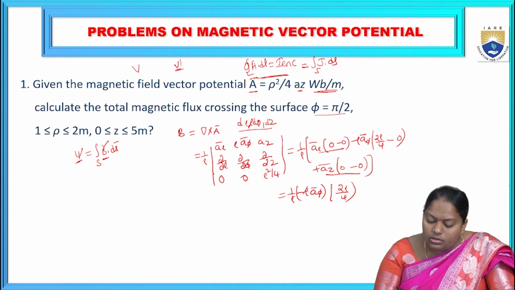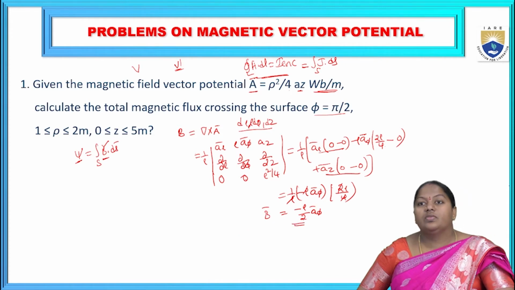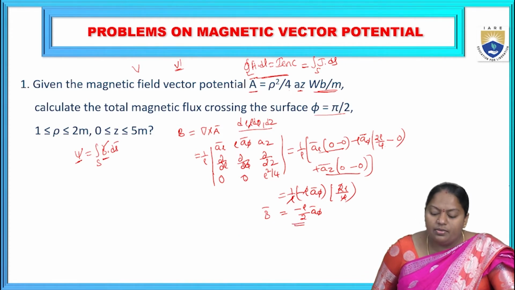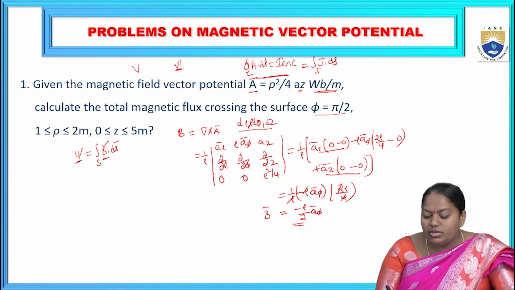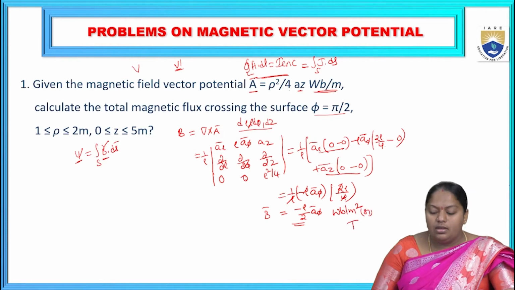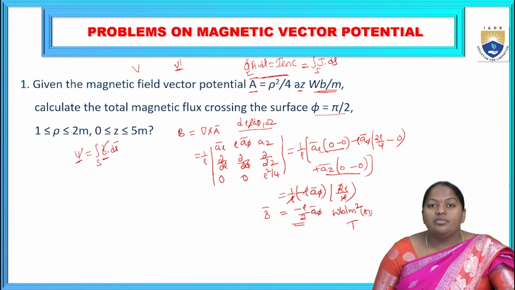So, this row and this row get cancelled. Minus 2 gets cancelled. Minus rho by 2 into a phi is obtained as the value of B. And this B can be measured in terms of Weber per meter square, or sometimes Tesla. Magnetic flux density can be measured in Weber per meter square or Tesla.